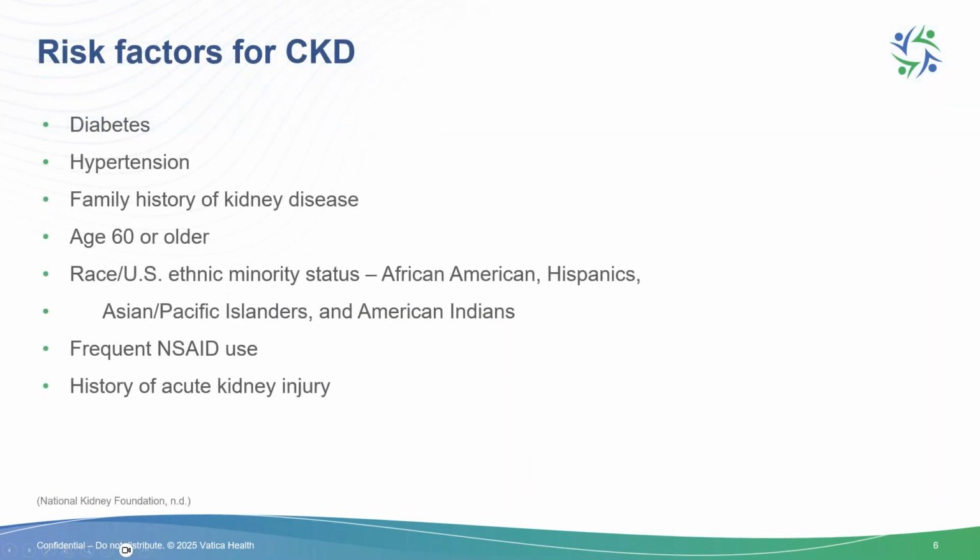The most common cause is diabetes, and that's followed by hypertension. So typically patients with hypertensive CKD have this long history of uncontrolled or poorly controlled hypertension. Those who are 60 years or older have an increased risk just because GFR declines normally with age. African American patients may have a unique genetic variant that increases their risk. And other risk factors are certain ethnic minorities, frequent use of NSAIDs, and a history of acute kidney injury.